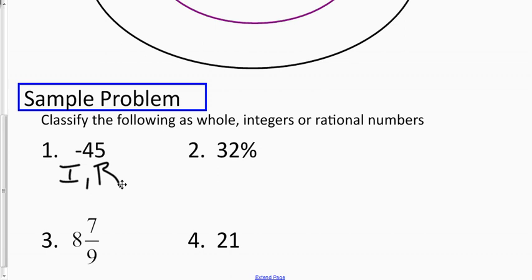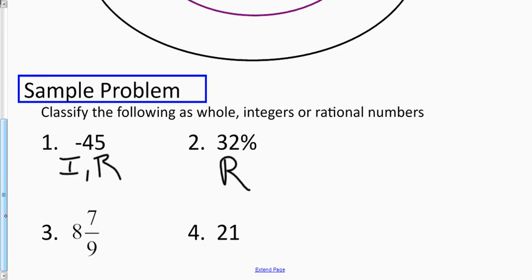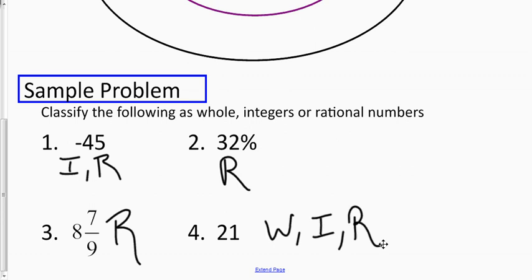32%. 32% is not a whole number. And remember, integers have to be without decimal or fraction parts as well. So 32% is only rational. 8 and 7/9. Again, it's got a fraction part, so it's only rational. I can express 8 and 7/9 as a fraction. And 21. It has no fraction or decimal part, and it's positive, so it's whole. All whole numbers are also integers, and I can express 21 as a fraction, so it is rational.